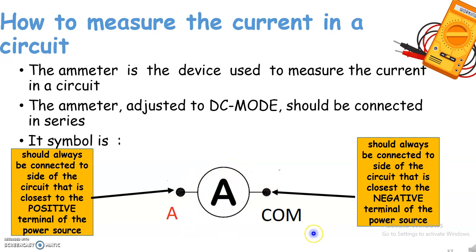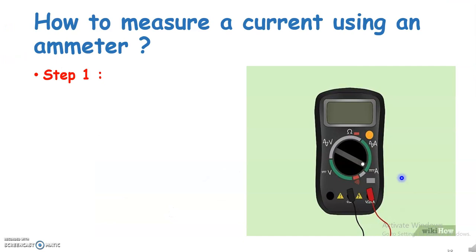A and COM are the terminals of the ammeter. A represents the positive terminal of the ammeter. A should be connected to the side of the circuit which is close to the positive terminal of the battery or the power supply, and COM represents the negative terminal of the ammeter and should be connected to the negative side of the circuit. Now, before using an ammeter, we should set up this ammeter.